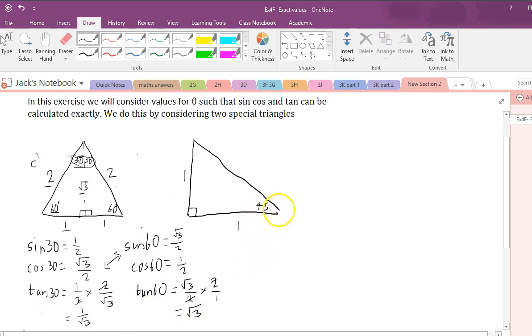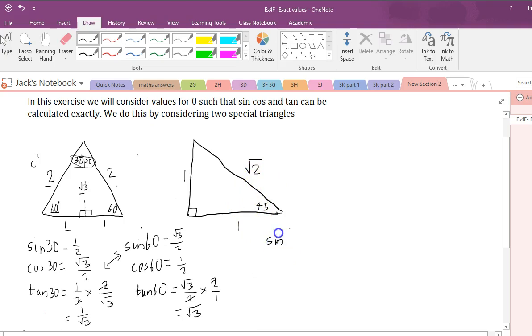Okay, the other triangle we look at is an isosceles triangle with sides 1 and 1. So a squared plus b squared is equal to c squared. 1 squared plus 1 squared is 2. Okay, so the side length there, squaring that side, is root 2. Okay, so c squared is 2, so therefore c is root 2.